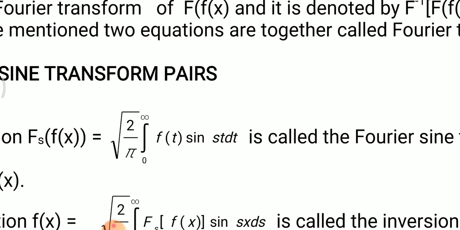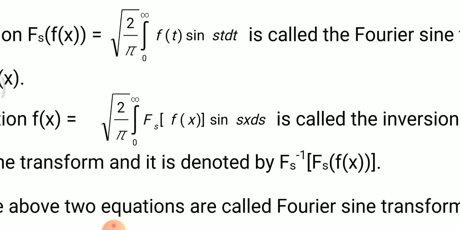Capital Fs means Fourier sine transform. Fs of f of x is equal to root of 2 by pi, integral 0 to infinity, f of x, or f of t, whatever, sin st dt. The inversion formula for the sine transform is small f of x equal to root of 2 by pi, integral 0 to infinity, capital Fs of f of x sin sx into ds.